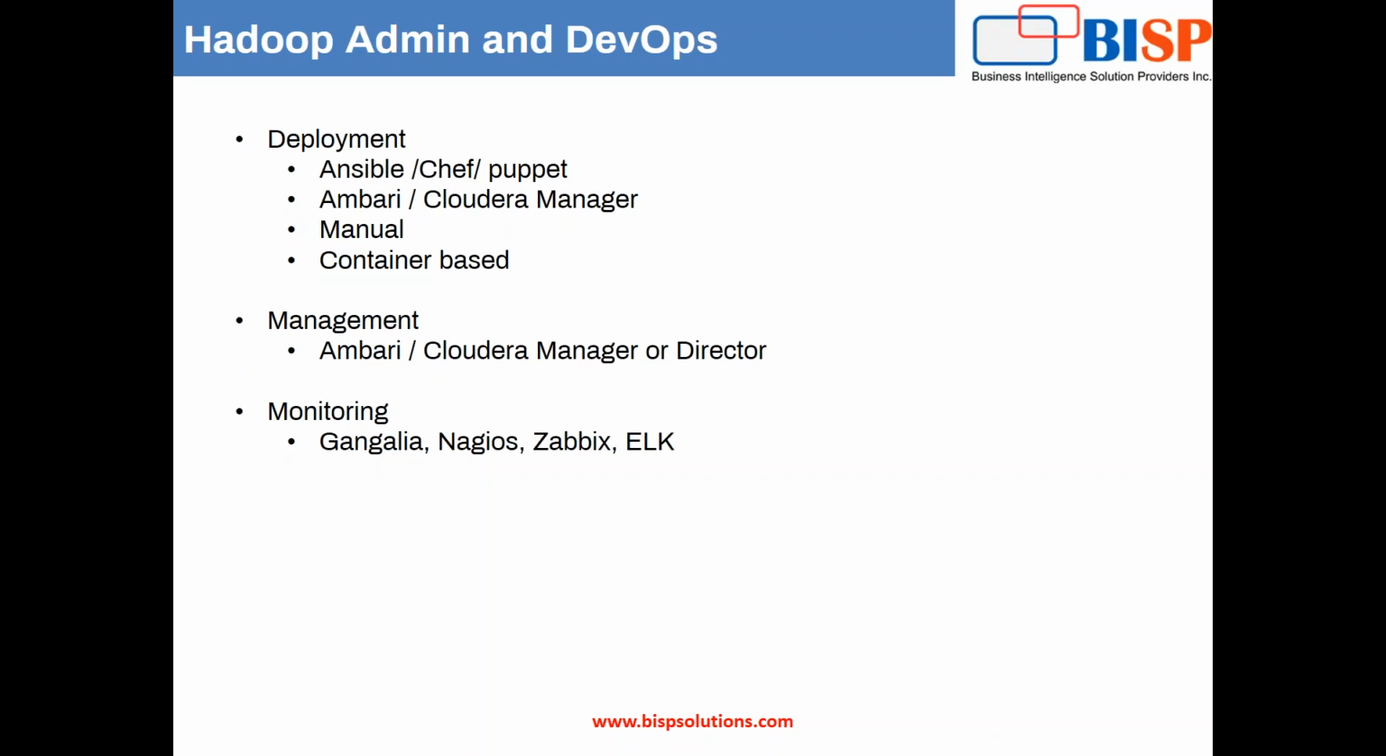Initially, to deploy, let's say I have 100 machines or 100 servers or 100 nodes. I need to deploy the stack which I use. This can be done using Ansible, Chef, or Puppet. This can be done using management tools such as Ambari or Cloudera Manager, or you can install them manually one by one, or you can have a container-based installation. If all these things don't make sense to you right now, let it be. I'm just giving you examples. You can have n number of ways of deployment.